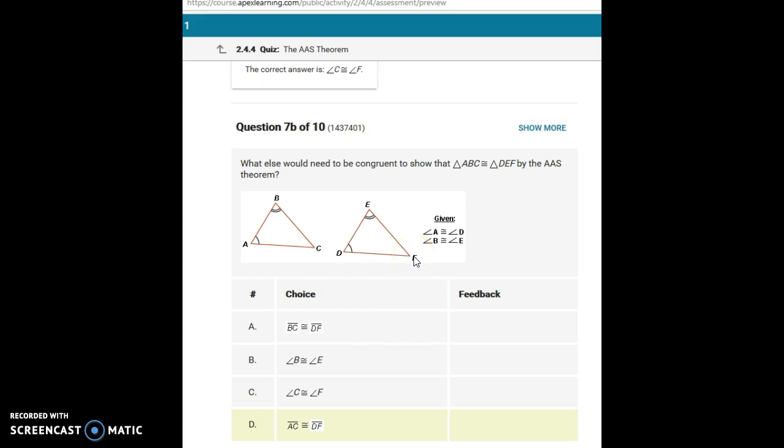Now you might say, well, how come I can't go angle, angle, and then this side, BC, EF? You could, but that's not a choice. They got BC as a choice, but they don't have EF as a choice. It's DF, so that wouldn't make sense. So you could go angle, angle, side, but they don't have that choice. The only choice they have is side AC and side DF. That's why it's AC and DF, because that's the only side they give you a choice of.